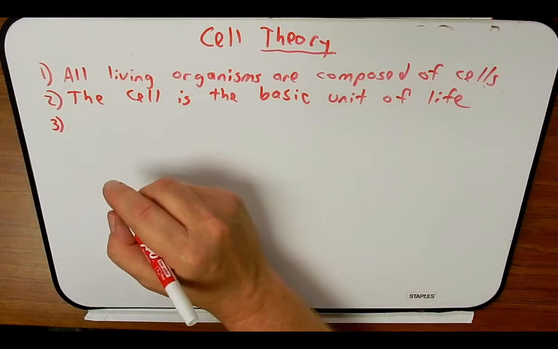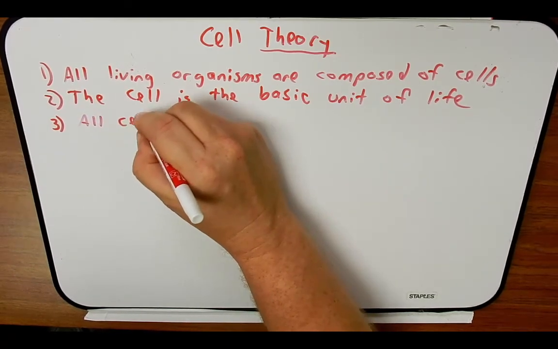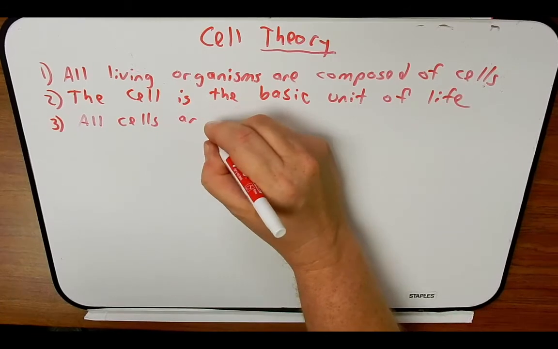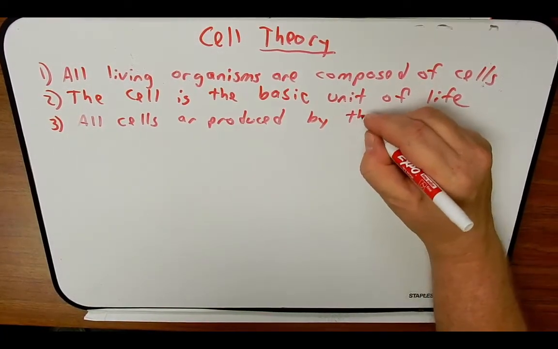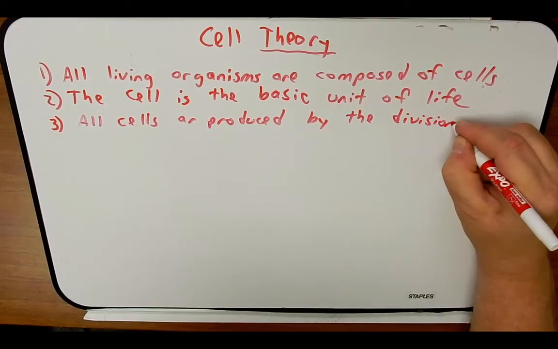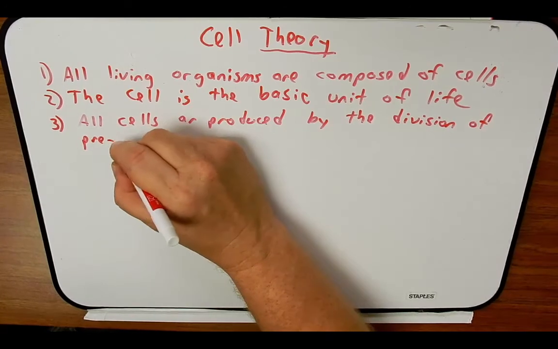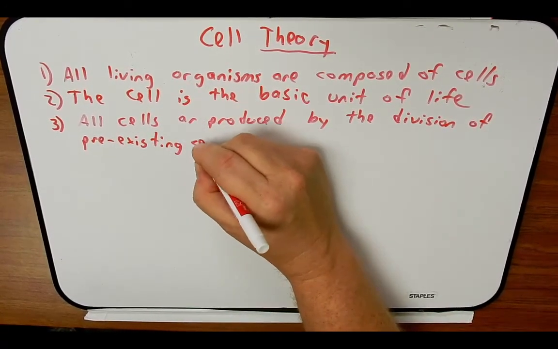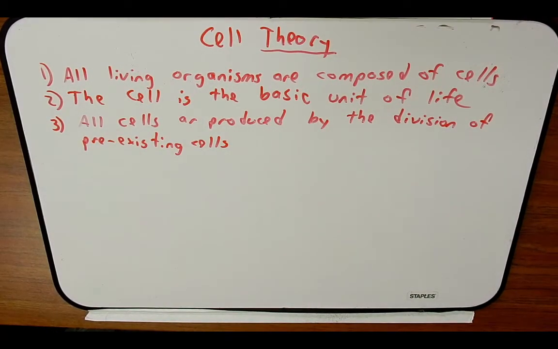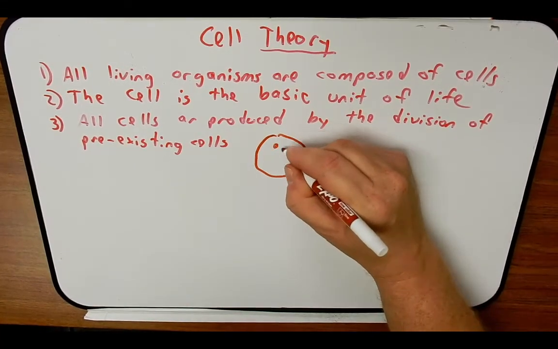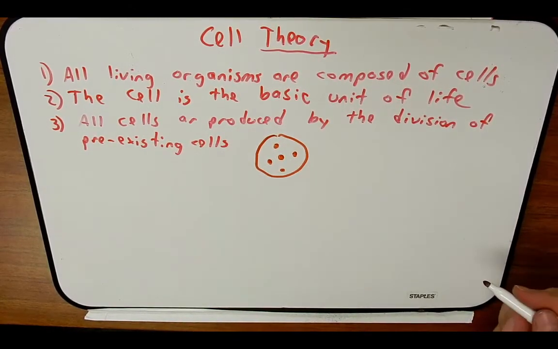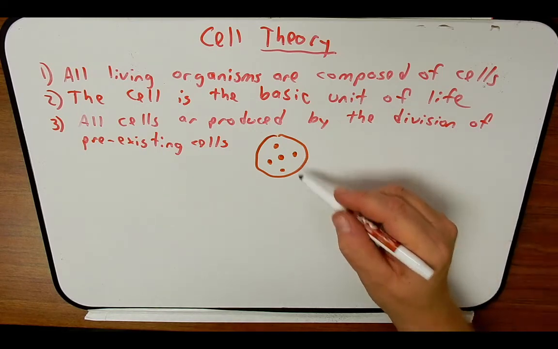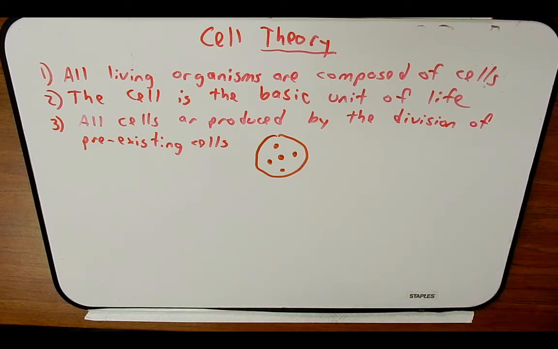The third one I want to add here is all cells are produced by the division of pre-existing cells. So if you're looking at a petri dish with bacteria on it, and we see several colonies, we can look at each of these colonies, which contains billions of cells, and say they all came from one pre-existing cell. They have an ancestral history with one cell. All of the cells in this colony are related to each other because they came from the same ancestor.